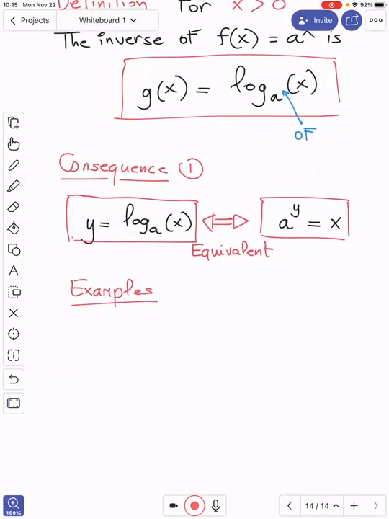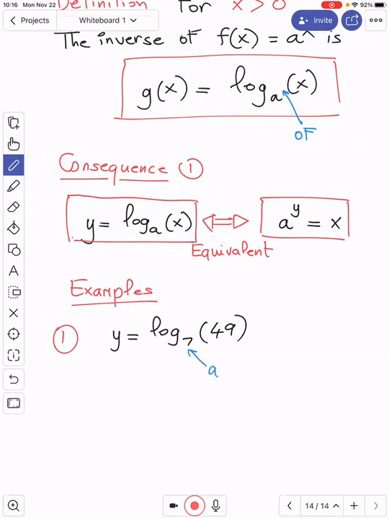So example number one. Let's say you have y equal to log base 7 of 49. So the base here, your a, is the 7. And your x is the 49.